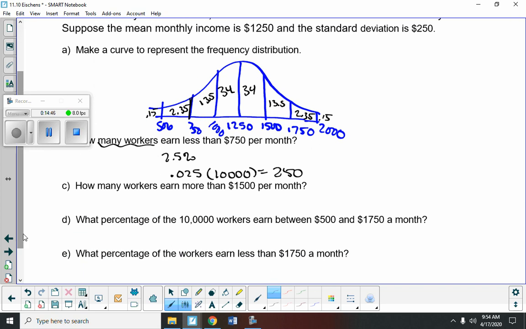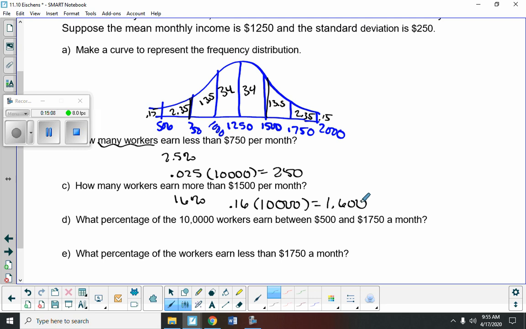How many workers earn more than $1,500 per month? Well, from 1,500, if you add those, you get 16%. So we want to find 16% of 10,000, and that would give you 1,600.